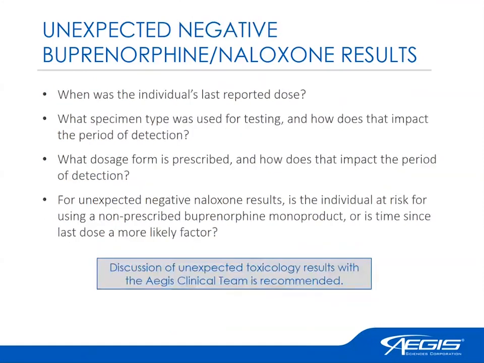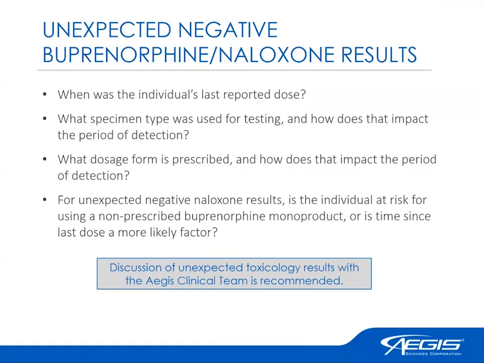Now, on the flip side, if the sample is negative when a provider is expecting a positive result for buprenorphine or naloxone, consider the period of detection of the dosage form that's prescribed for the patient and the specimen type that's used for testing, all those different caveats that we talked about that may affect detection in a particular specimen type depending on which dosage form is prescribed. Did the patient run out of medication? When was their last dose? Thinking about that in context of expected period of detection and specimen type, did that last dose occur outside of the expected detection window for the particular scenario?